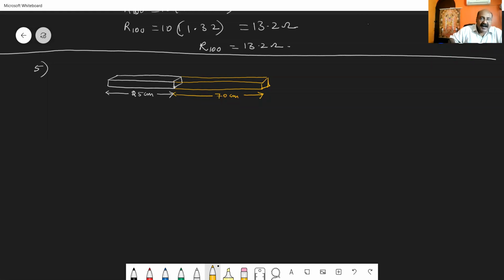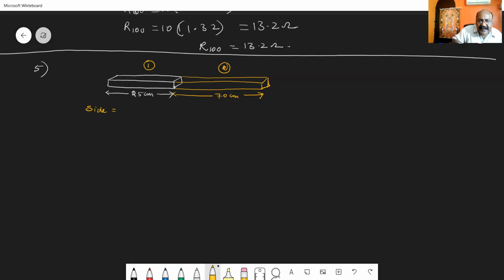Look at what is asked and what is given again. The rod given in the figure is made up of two materials. Let us take this as the material 1 and this as the material 2. Both have a square cross section of side.